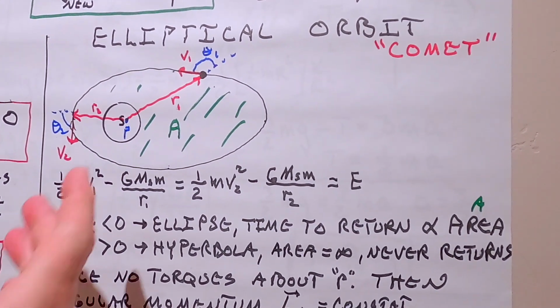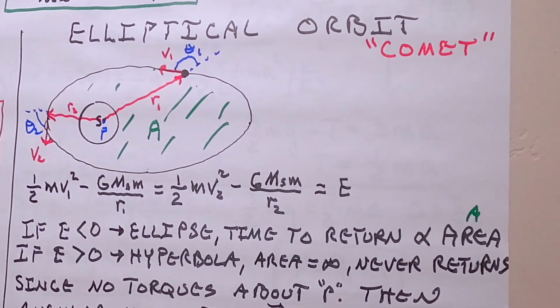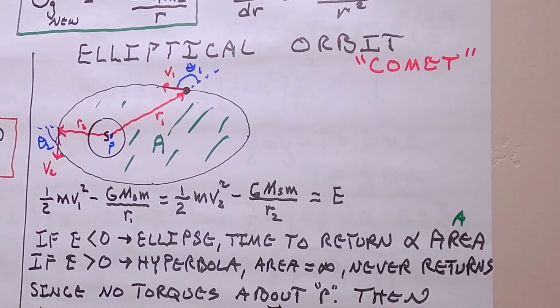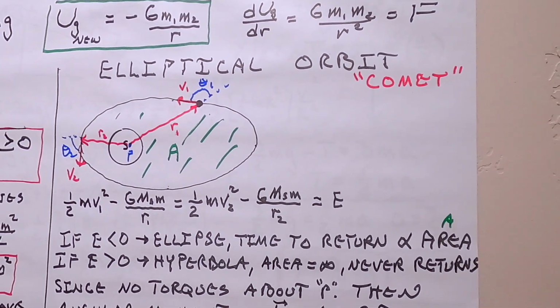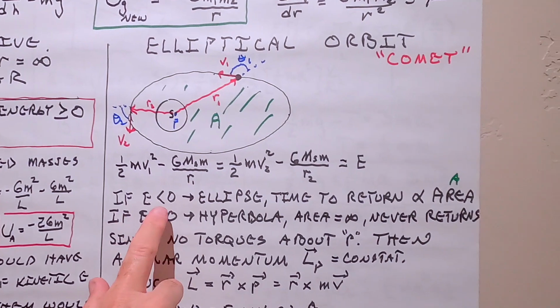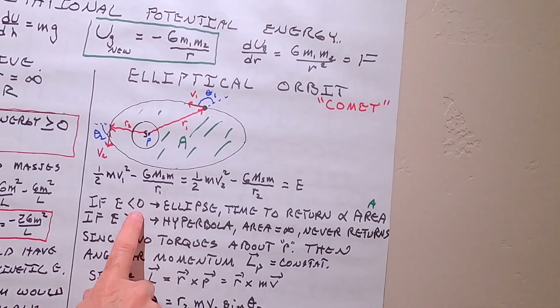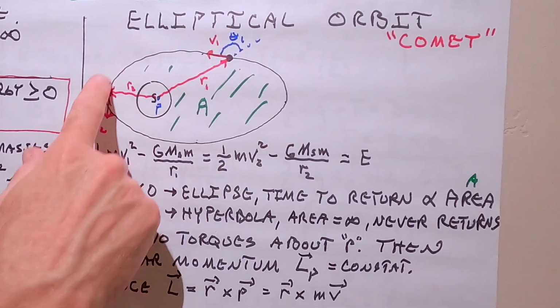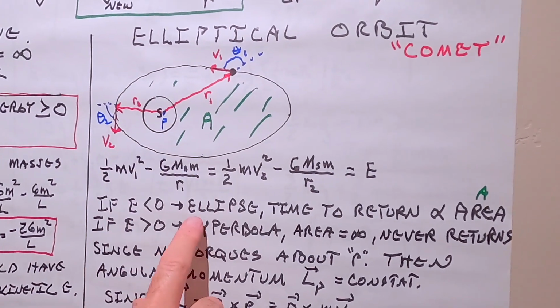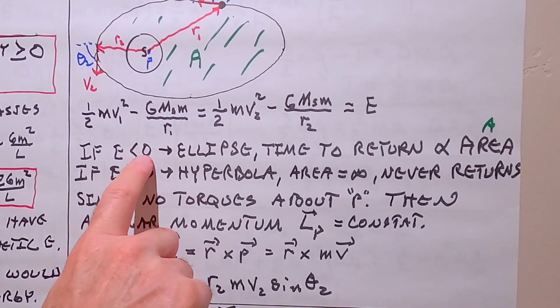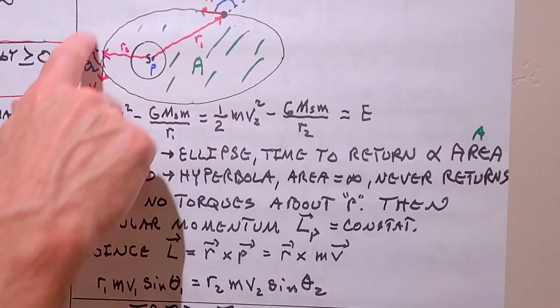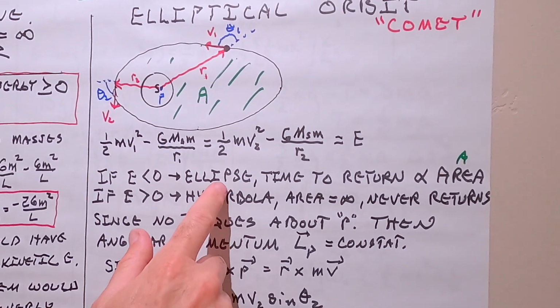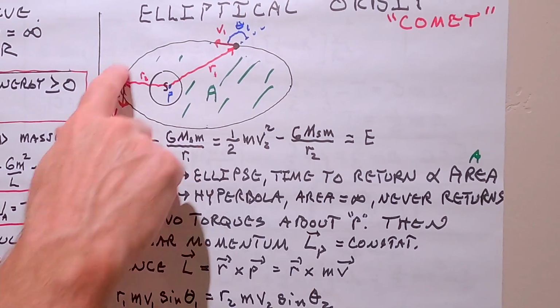Now, for comets, some comets come back, some never come back, and we can tell by what the energy is. If your energy is less than 0, you're not free. You're bound. And if you're bound, that means you're coming back. If your energy is less than 0, you're in an ellipse. A circle's just a special case of an ellipse, but you're going in an ellipse right here.